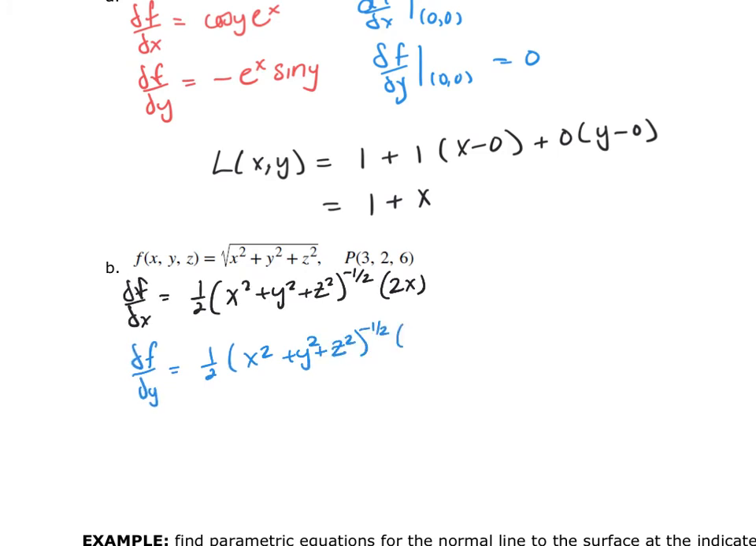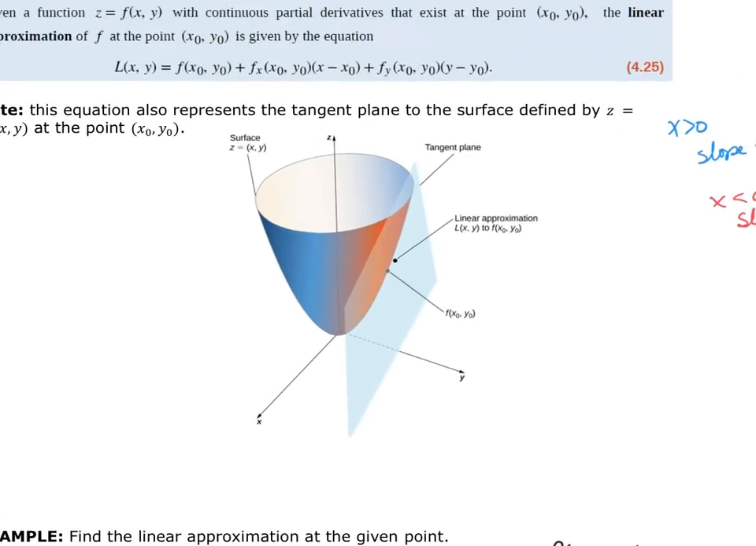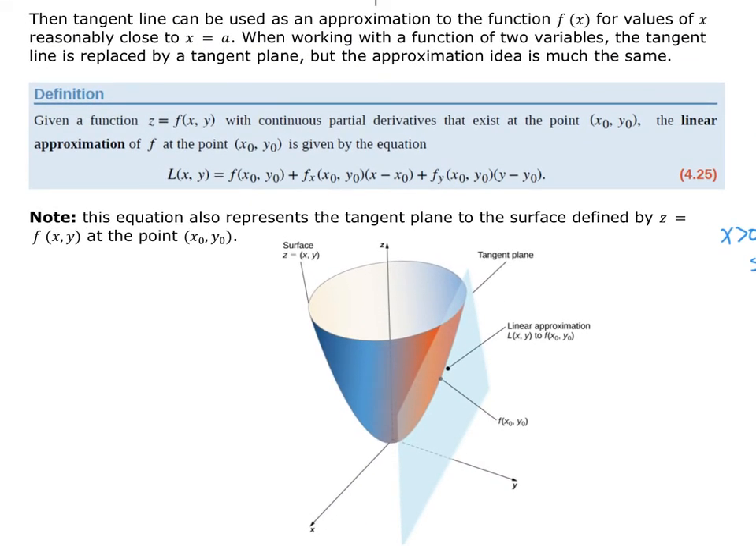To the negative 1/2 and 2y. Now this linear approximation is going to be slightly different because I'm going to expand this. So like I did before, L of x, y, and z is still going to be this part, f of x naught, y naught, z naught. Then the partial with respect to x at x naught, y naught, and z naught, times x minus x naught.